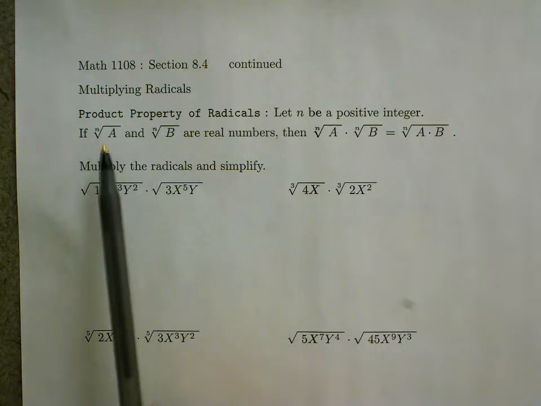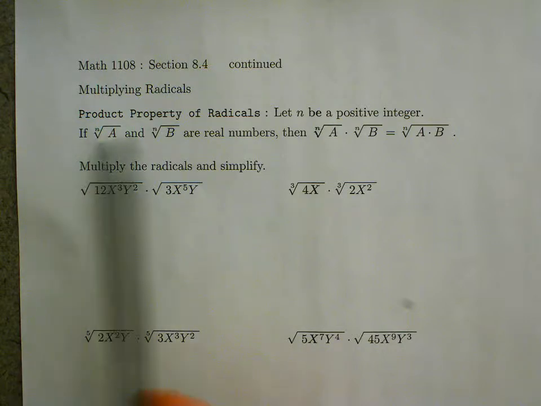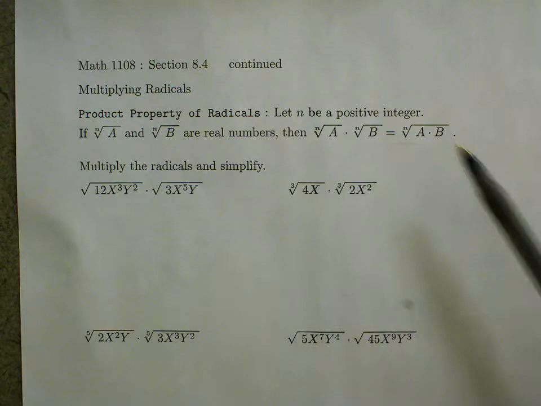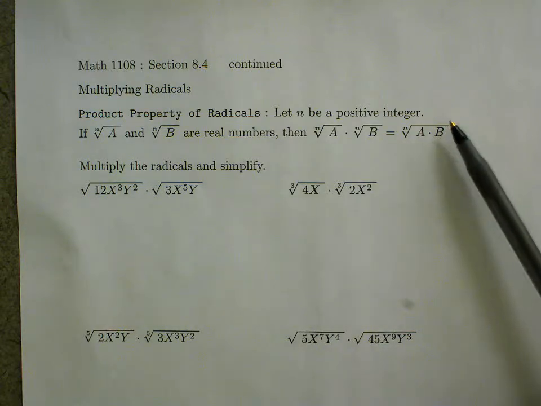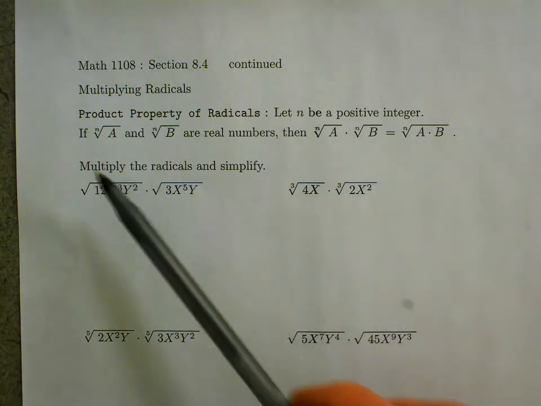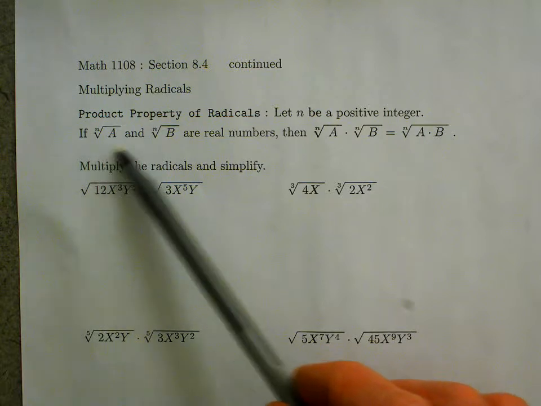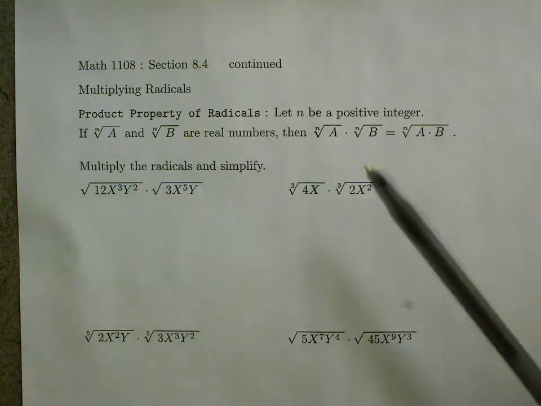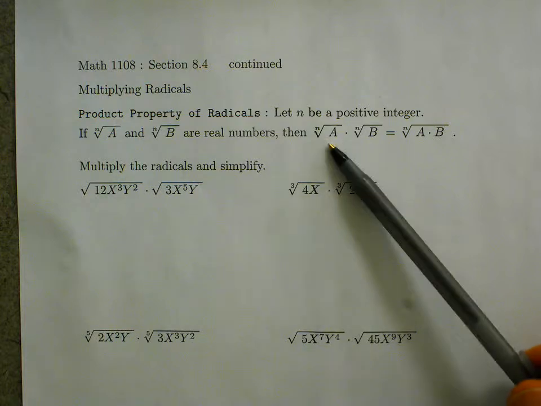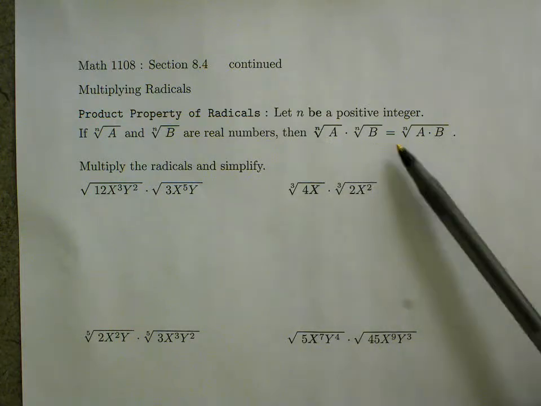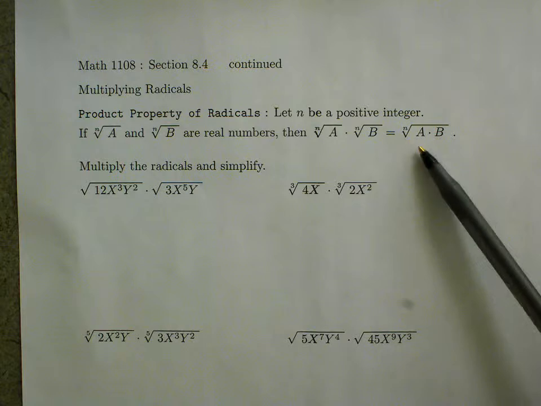Okay, so we will apply the product property of radicals. If we let n be a positive integer, and if the nth root of a and the nth root of b are real numbers, then the nth root of a times the nth root of b is equal to the nth root of a times b.